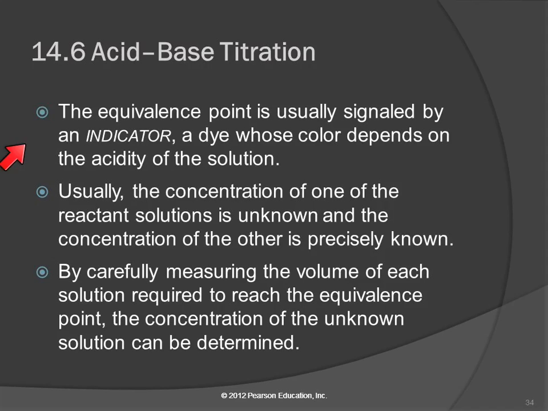The equivalence point is where you've added equal numbers of moles, or stoichiometric ratio of moles. How do you know when that happens? Well, we use an indicator. An indicator is a dye whose color depends on whether the solution is acidic or basic. And so we measure carefully the volume of each solution, and we know the concentration of one of them. We add them until the reaction is just complete. The indicator changes color and tells us that, and then we can figure out the concentration of the unknown solution.